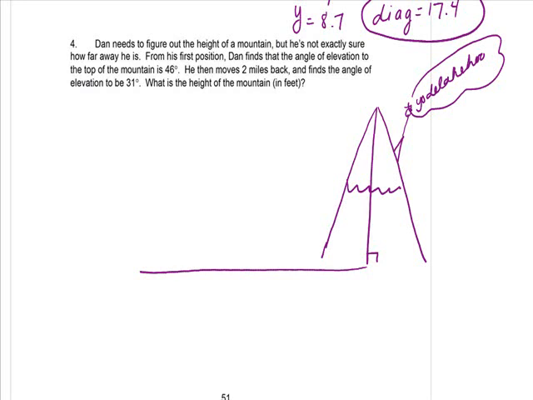Alright, from his first position, Dan finds the angle of elevation to the top to be about 46 degrees. So I'm going to say that this is his first position. From here to the top, he finds this angle to be 46. He then says that he moves 2 miles back from the mountain, and that changes the angle to be 31. I'm going to change colors. Now this angle is smaller, it's 31 degrees.